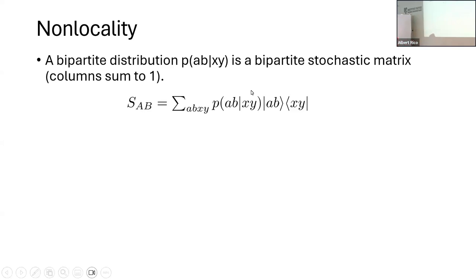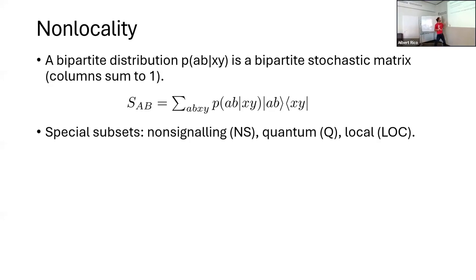So you can put the entries of this probability distribution in a matrix, and I write it in this bracket notation, which is very useful. And now, in this matrix, you know that the columns will sum to one. This is exactly the normalization. Okay. These are bipartite distributions. That's the first thing I want to say.